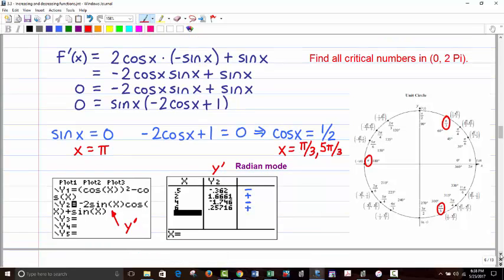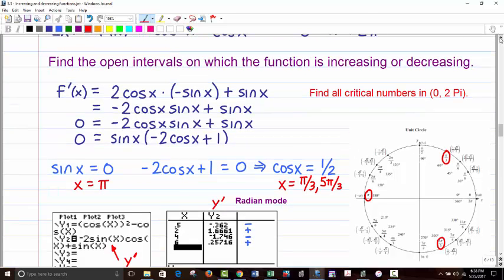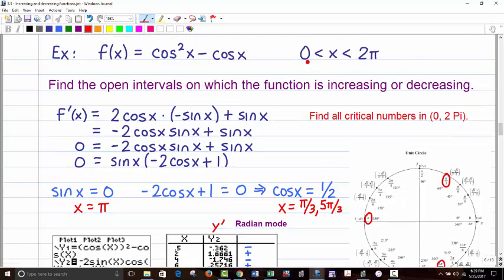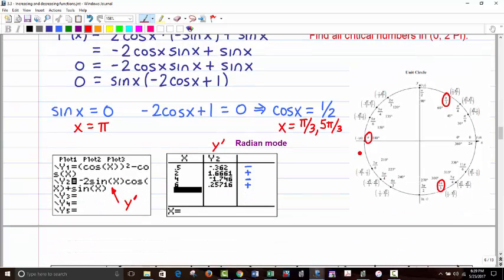This is the one time the trick problem won't go from negative infinity to positive infinity. So sine of x equals 0. Sine equals 0 at 0, pi, and 2 pi. Notice I have the open interval 0 to 2 pi, not including those endpoints, so we're talking about pi. Now take the other one: negative 2 cosine x plus 1 equals 0. That gives you cosine of x equals 1/2.